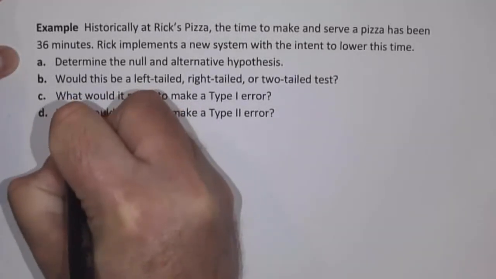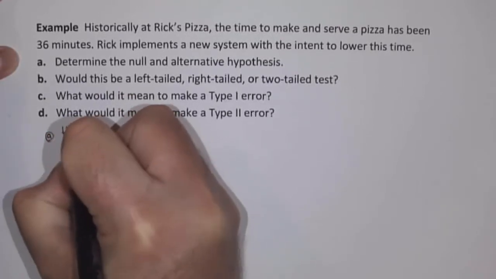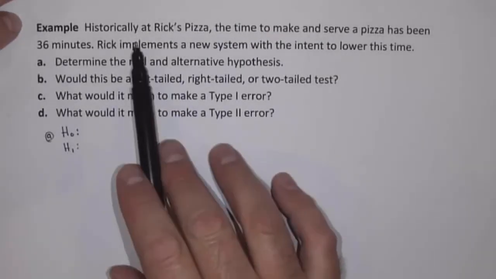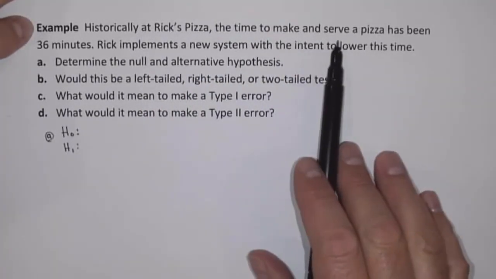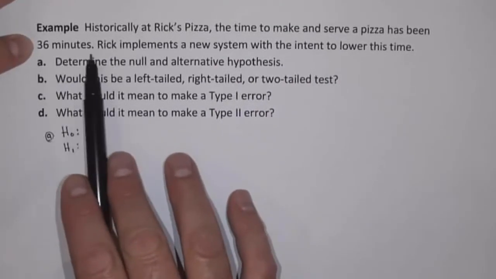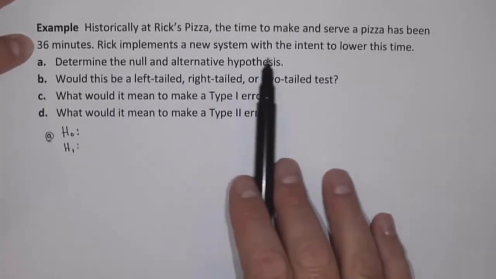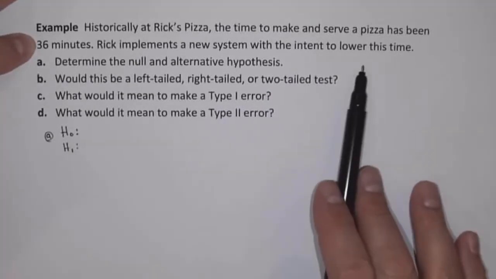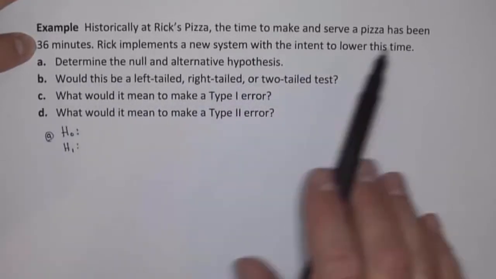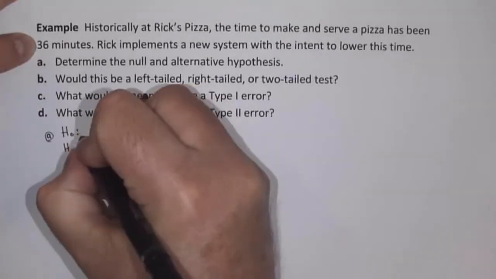So the first thing we have to think about for part A is what kind of a parameter are we looking at when we're talking about this particular scenario. Well, historically at Rick's Pizza, the time to make and serve a pizza has been 36 minutes. So that's talking about an average. On average, it takes 36 minutes to make and serve a pizza, and Rick is wanting to lower that time. So he's wanting to get the pizza to the customers faster. So anyway, the parameter that we're talking about here is a population mean, mu.